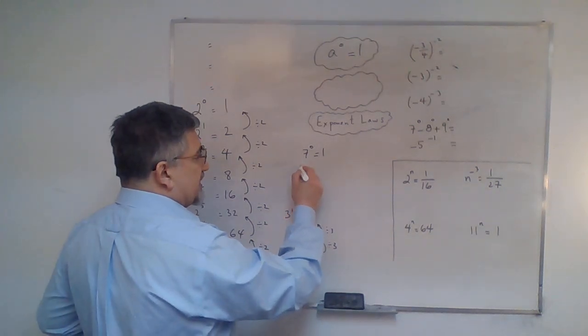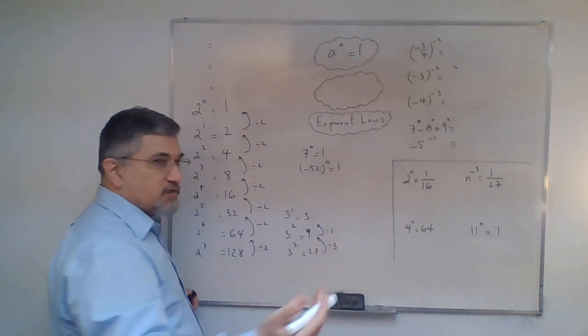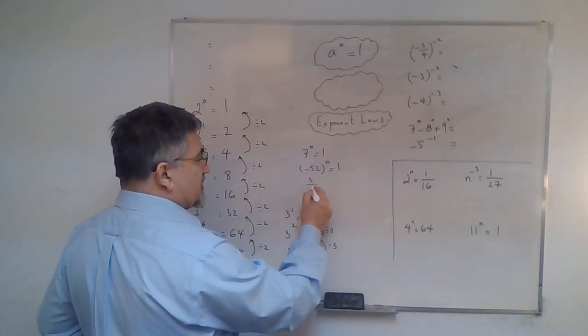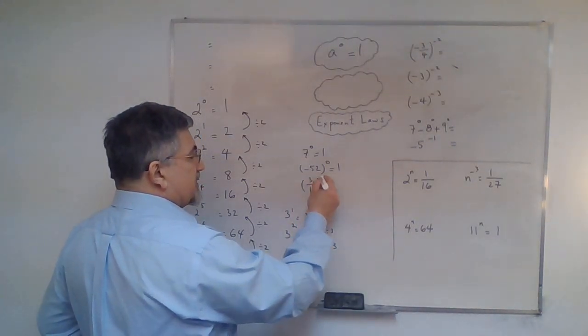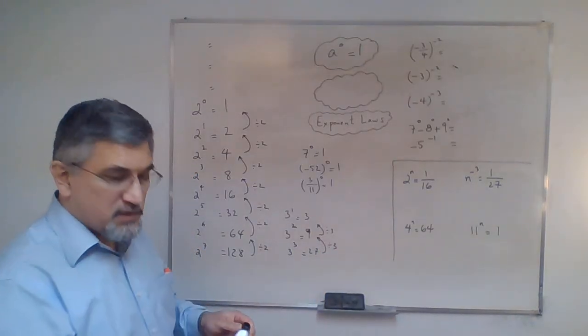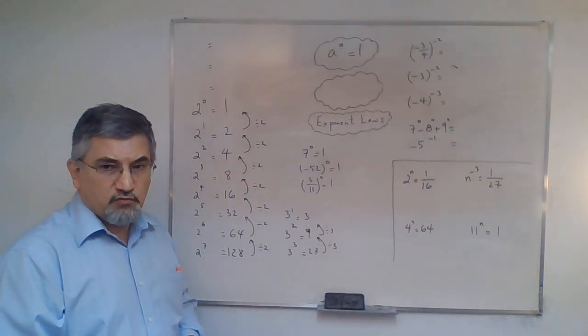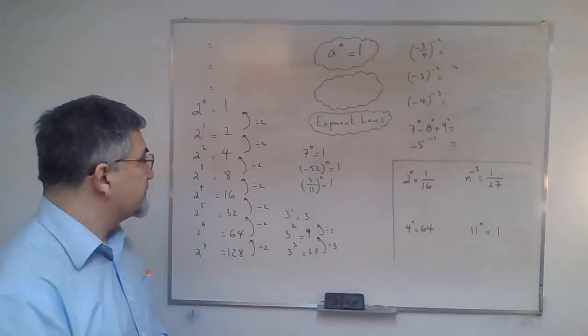Even if you have a negative number like negative 52 raised to the exponent of 0, it doesn't matter. The answer is 1. Even if you have a fraction such as 3 over 11, again, you raise it to the exponent of 0 is equal to 1. So basically, any number raised to the exponent of 0 is equal to 1. Of course, except 0 itself.